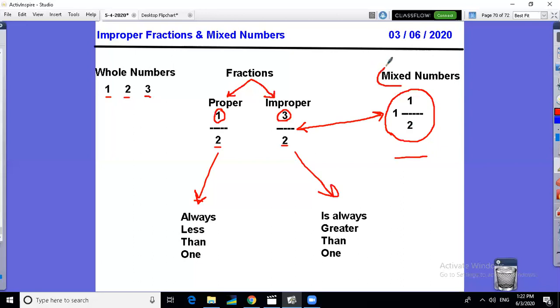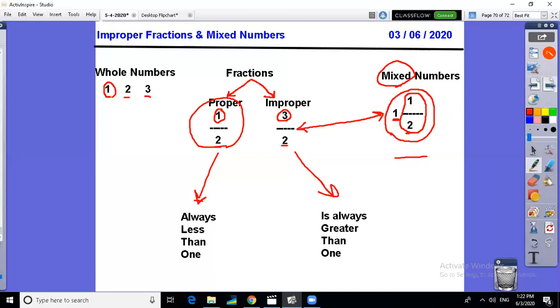Why do we call it mixed, Mr. Ahmed? Well, we call it mixed because it's a combination. It's a mixture. It's a mix between a whole number, which is this, 1, and a fraction, which is this. So here, it's a whole number and a fraction. That's why we call it a mixed number. Let's move to the next part of the lesson, which is how to convert between improper fractions and mixed numbers.